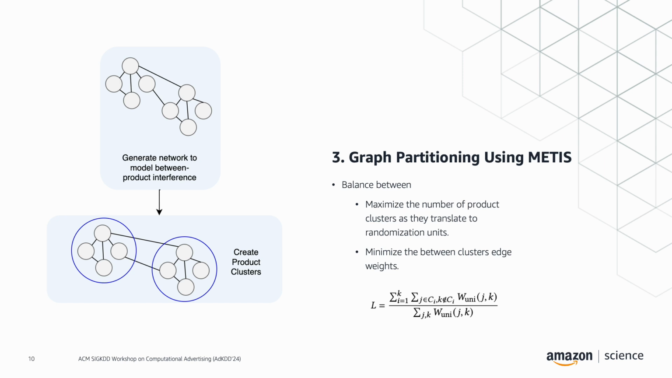We tried a few different network dismantling algorithms. The one we ended up using is called METIS. In addition to balancing these two objectives, one good property about METIS is that it also ensures that each of the clusters have around equal number of products. So it won't happen that you have a cluster which is like 2 or 3 products and then a cluster which has like 1,000 products.